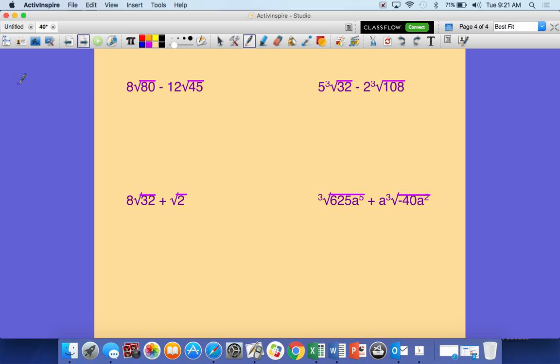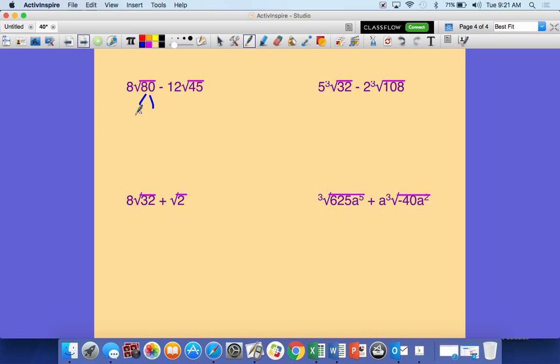So, first thing I see here is 80 and 45. Those aren't the same. So, we've got to break these down and see if we can make them the same. Not always are we going to be able to make them the same, but we at least got to try. And just like with a fraction, your very last step for each one of these is you've got to make sure that the square root is completely broken down.